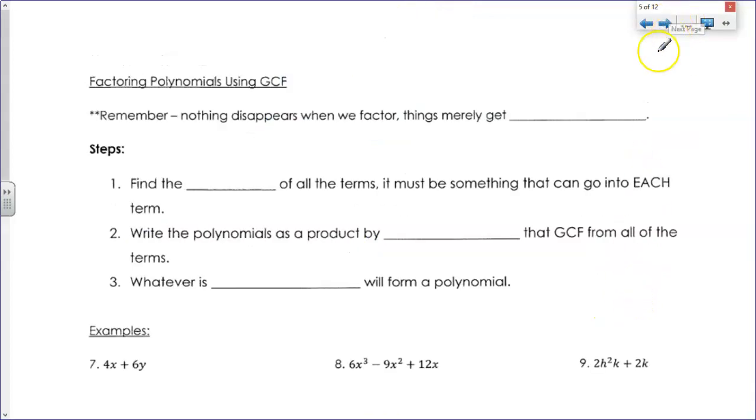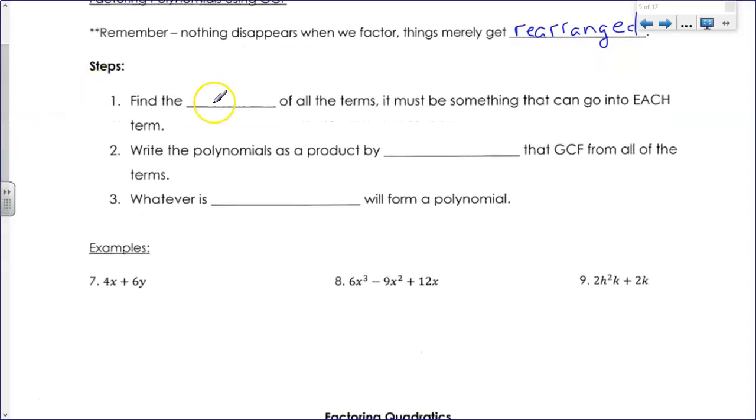Okay, let's go a little bit deeper here. Remember, when you are factoring, nothing disappears, they merely get rearranged. So when you factor something, you should be able to check it by multiplying. All right, so step 1, we're going to find the GCF. So we're going to find the greatest common factor of all the terms. It must be something that can go into each term.